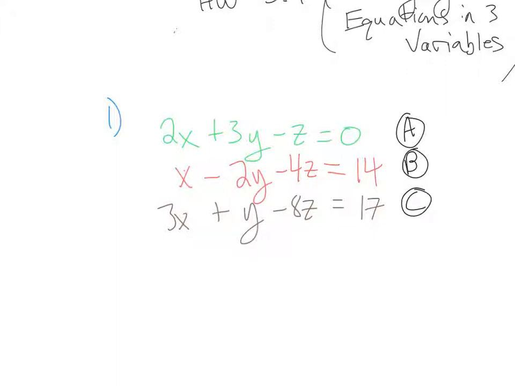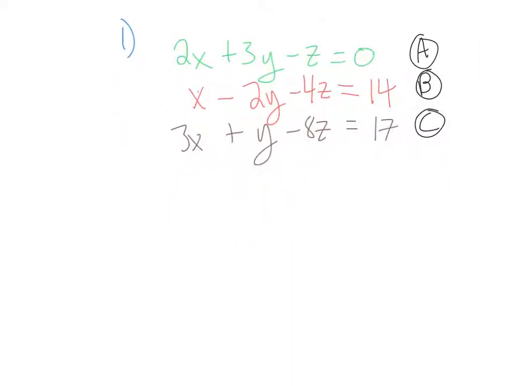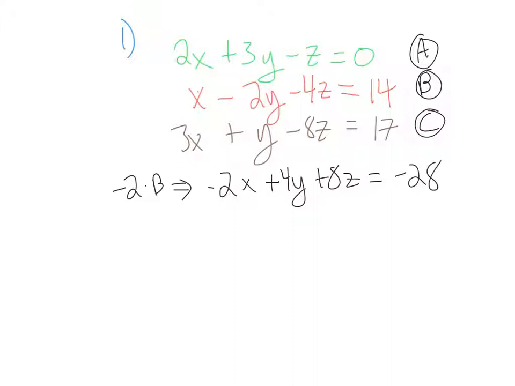Okay, so I'm going to take equation B and I am going to multiply it by -2. So -2 times my B. And that would imply that I now have the equation -2x plus 4y plus 8z equals -28. Okay, so once again I just multiplied this equation by -2.